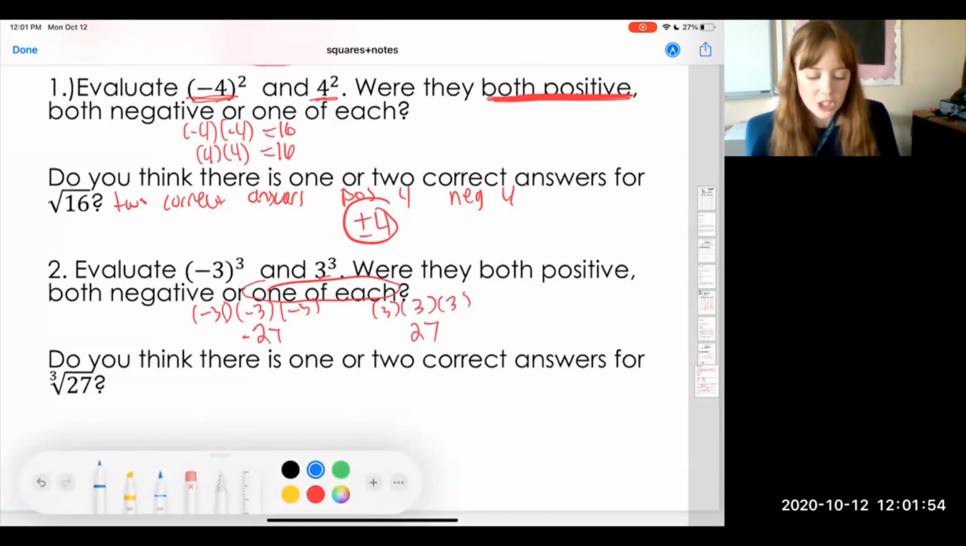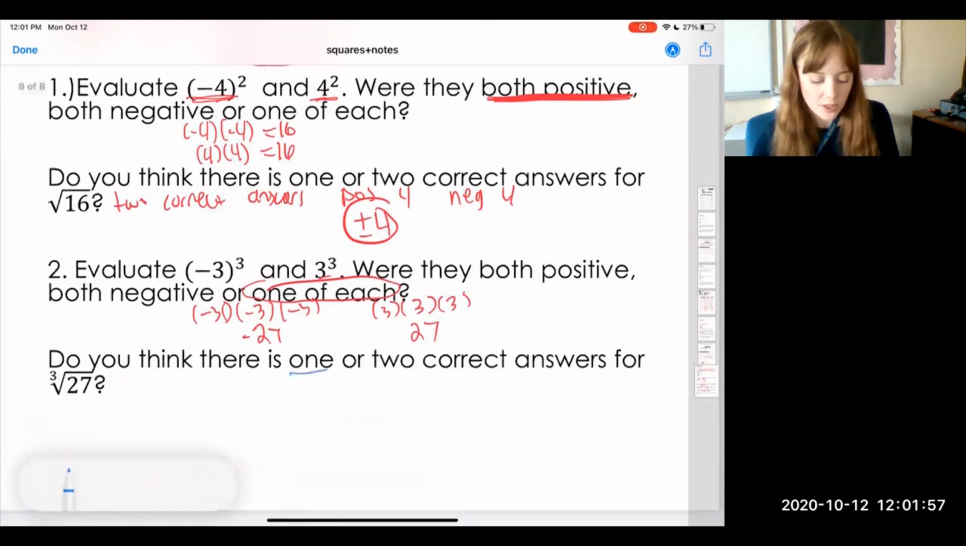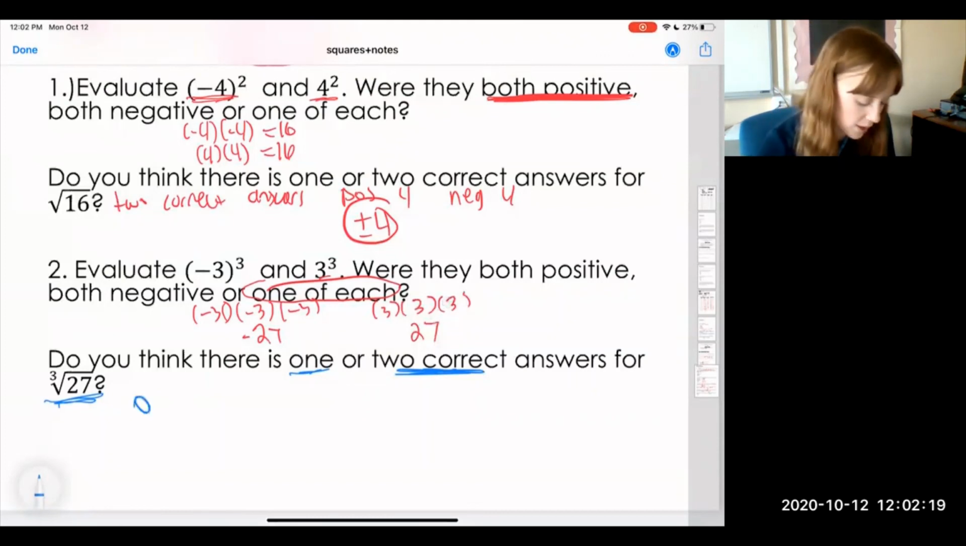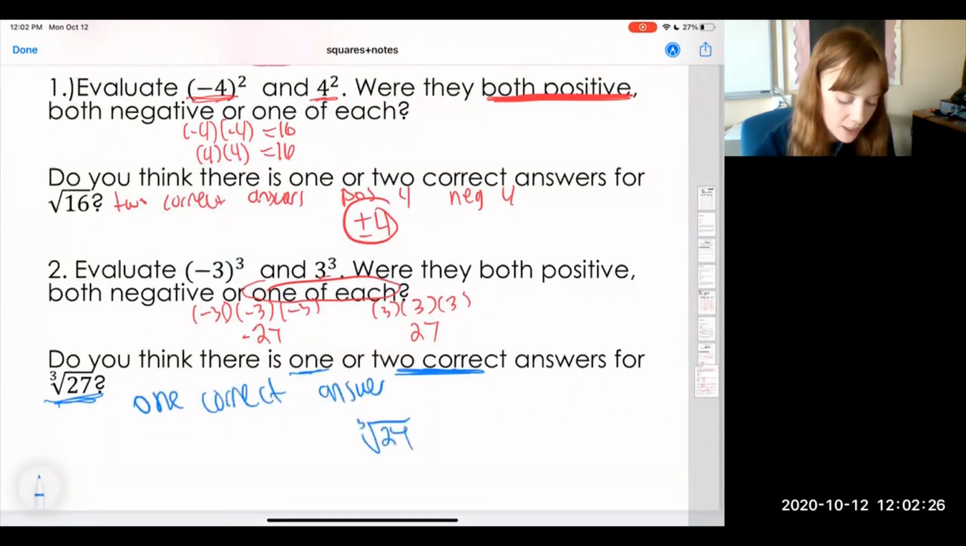So is that same logic going to work? Do you think that there's one correct answer or 2 correct answers for the cube root of positive 27? Well, when I did -3 times -3 times -3, I got a negative number. So that didn't give me positive 27. The only thing multiplied by itself 3 times to give me positive 27 is a positive 3. So there's only one correct answer. So my answer when I do the cube root of 27 can only be positive 3.